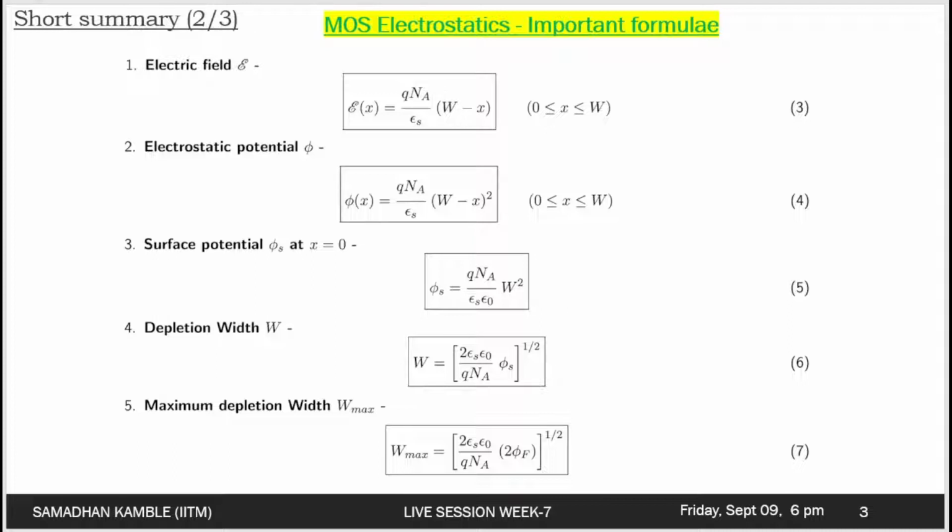As you can see here, I have summarized them all, and they will be useful for problem solving. The electric field, the electrostatic potential, the surface potential at x equal to 0, the depletion width, and also the maximum depletion width. All these parameters I have summarized are functions of the applied doping and also the epsilon for silicon. These are summarized here.